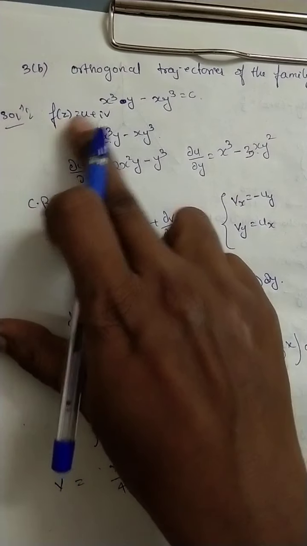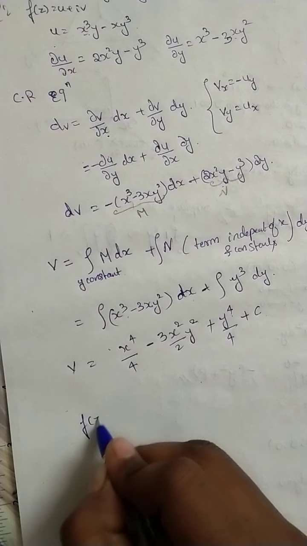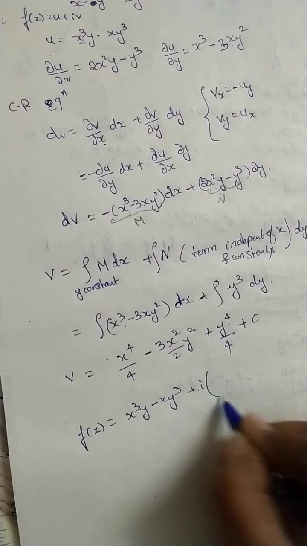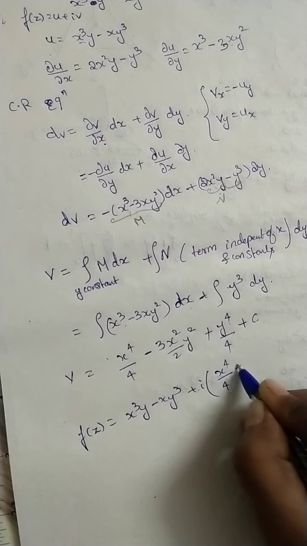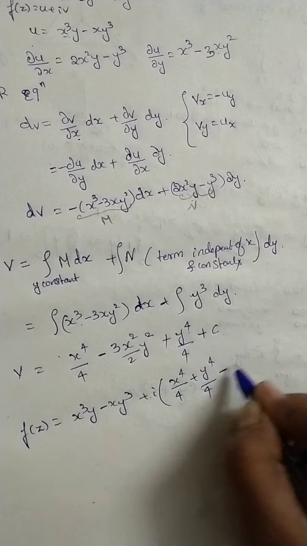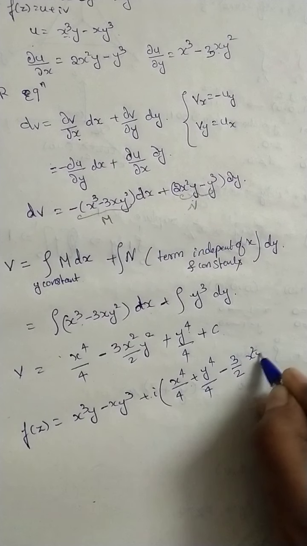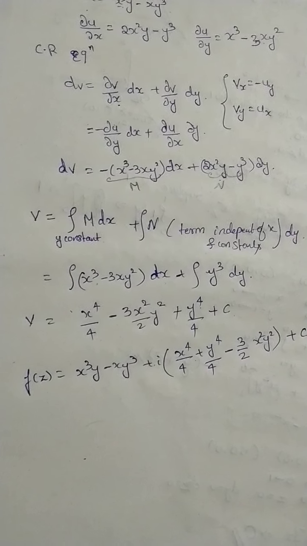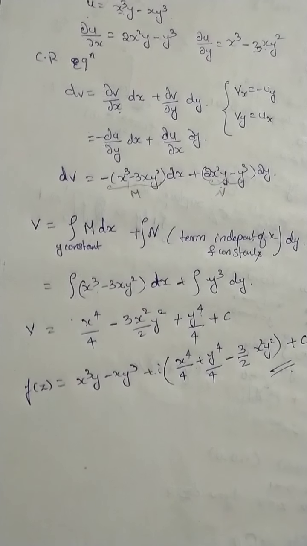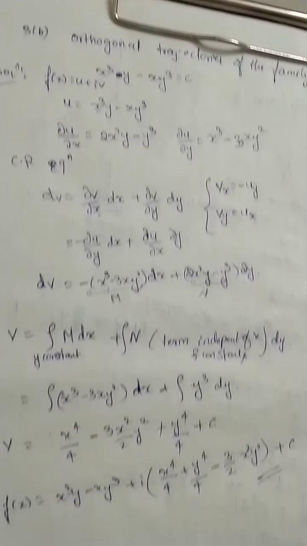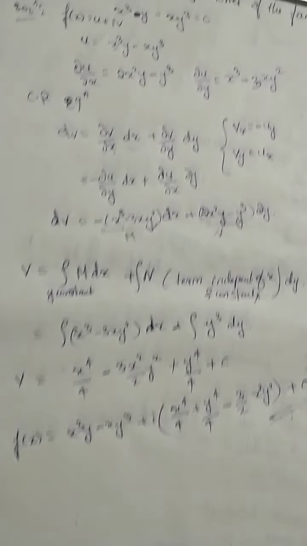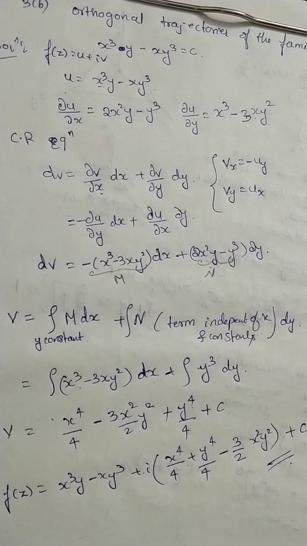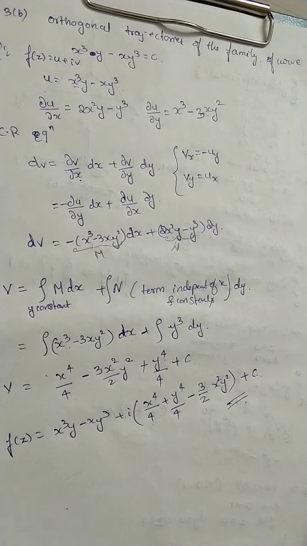Now f of z is equals to u plus iv. So f of z is equals to the given question x cube y minus xy cube plus i times of x to the power 4 by 4 plus y to the power 4 by 4 minus 3 by 2 x square y square plus c. So this is our solution for the given problem.